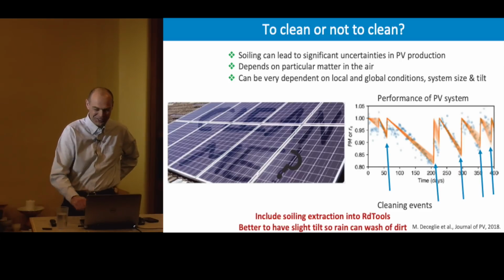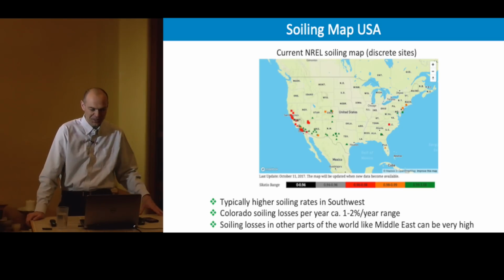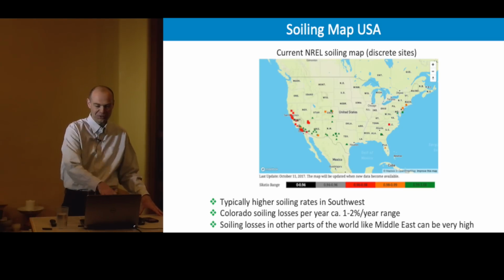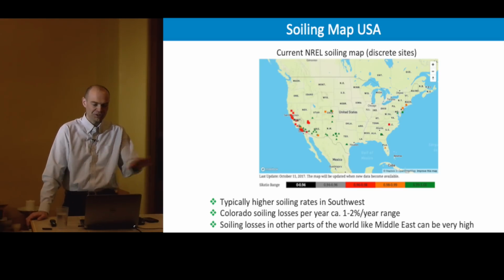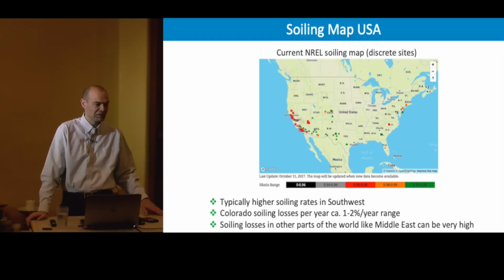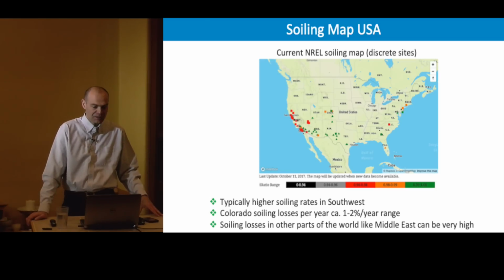My favorite answer, and this is the answer perhaps. So we're looking at soiling in different regions of the US, and it's color-coded here. Green is not as much soiling. Orange and red, you see more soiling. So you see more soiling loss in the Southwest. Not so much in Colorado.